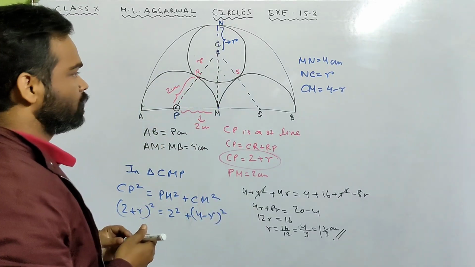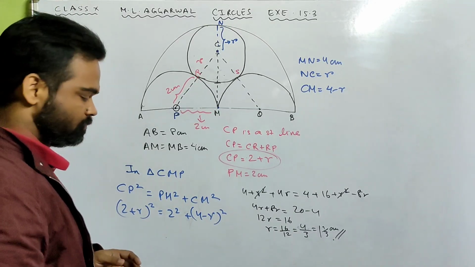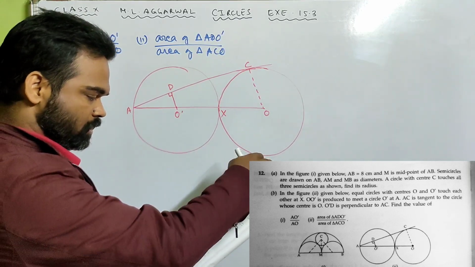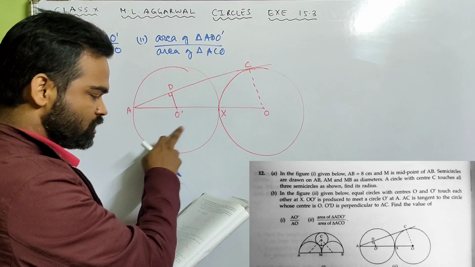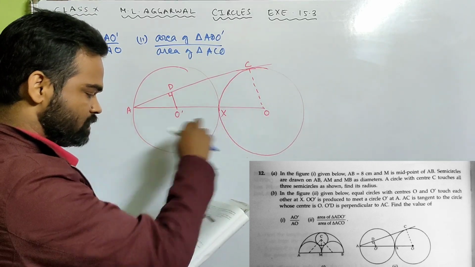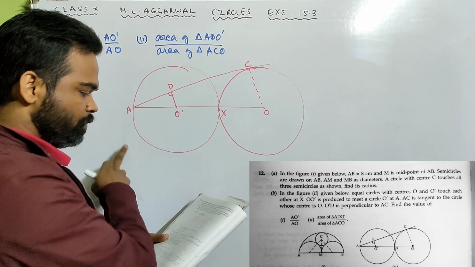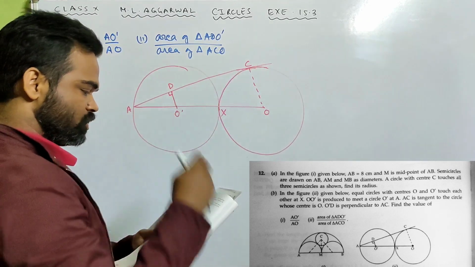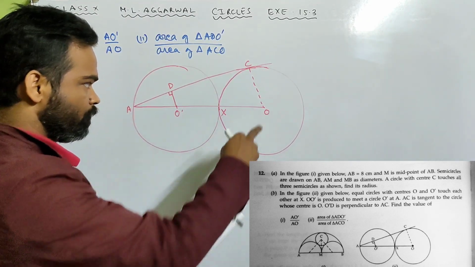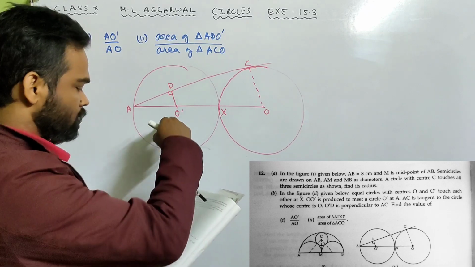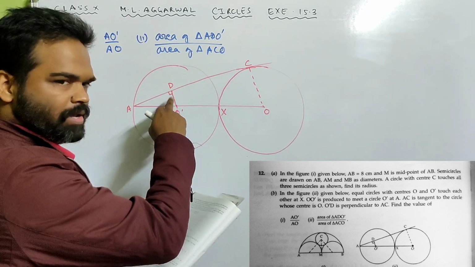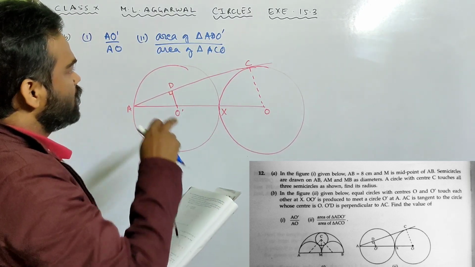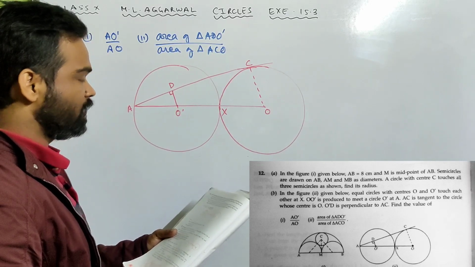Done. Chalo. We'll look at number 12 part B now. Now look, a very interesting sum. 12 part B. In the figure, equal circles with center O dash and O touch each other at X. O dash is produced to meet the circle O dash at A. AC is the tangent to the circle whose center is O. Okay. O dash D is perpendicular to AC. This is perpendicular, O dash D. They've given this. Find the value of AO dash by AO and area of ADO dash by area of ACO.